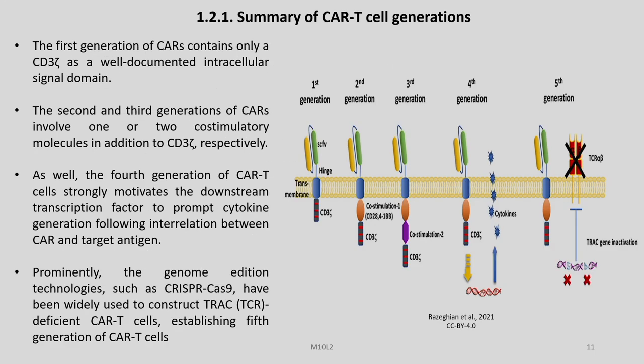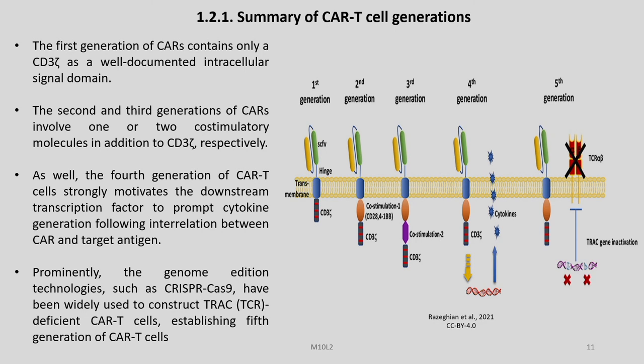Summary of CAR T cell generations. So you can see here the first generation, the second generation, third, fourth and fifth generation, and you can see the various domains being added up with each generation, and at last also you can see the fifth generation, which is being done with the help of genome editing.